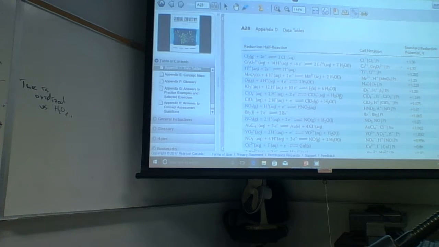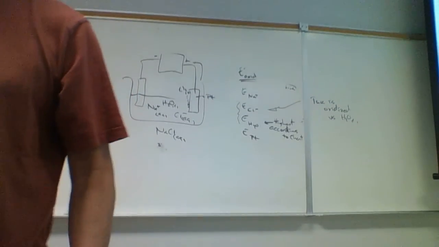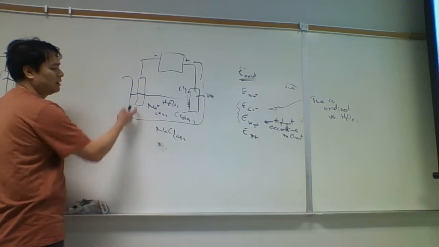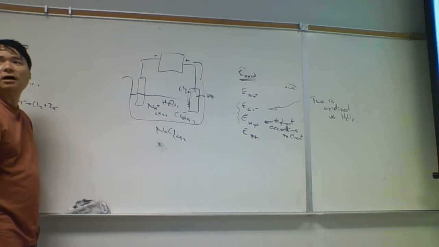So, could you have water as the anode? Yes, we could have water oxidized to form oxygen. In fact, we do this. If there's no chloride around, do you know what's oxidized? If there's no chloride around, water is oxidized. In fact, this is electrolysis of water. At one electrode, oxygen is produced. At the other electrode, hydrogen is produced.